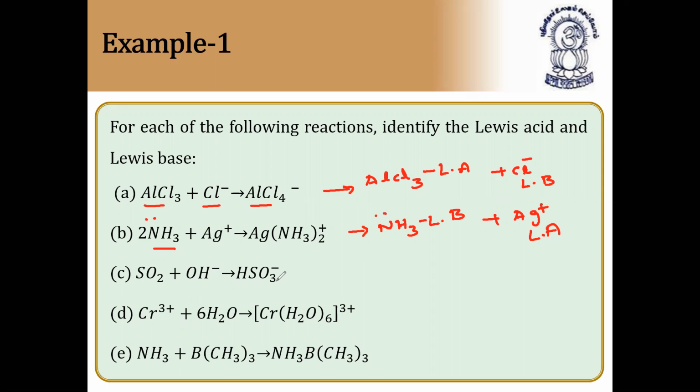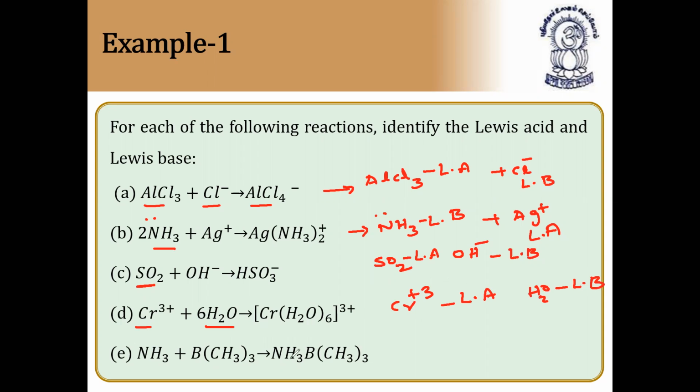Sulfur dioxide and OH minus give HSO3 minus. Sulfur dioxide has a vacant orbital, so it is a Lewis acid, and OH minus is a Lewis base. Similarly, Cr plus 3 with 6 H2O. Cr plus 3 means chromium plus 3, a positive ion, so it is a Lewis acid, and H2O is a Lewis base because it is ready to donate a lone pair of electrons.